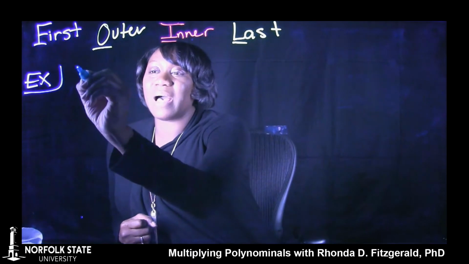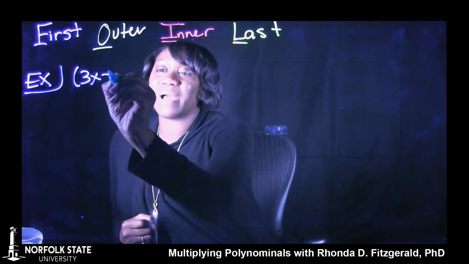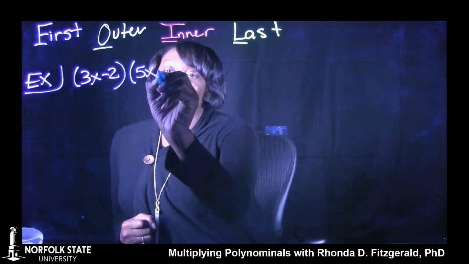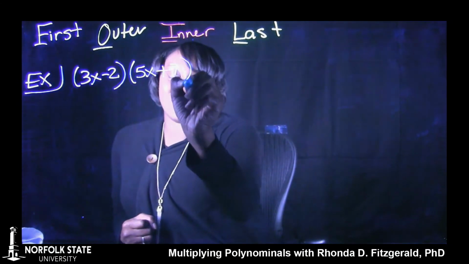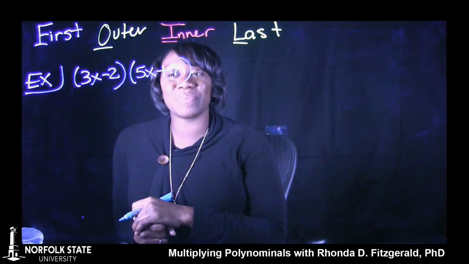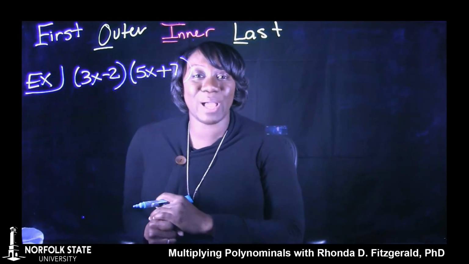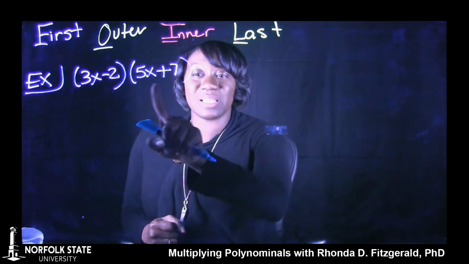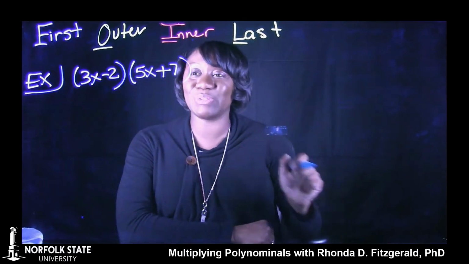We want to multiply 3x minus 2 times 5x plus 7. So here we can use the FOIL method because I have two binomials, meaning this polynomial has two terms and this polynomial has two terms. So those are two binomials. So let's go through and use our FOIL method.